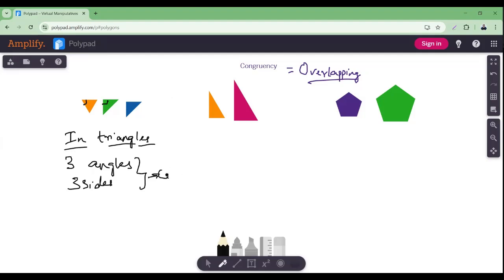Surely they are congruent. Now, what if we don't know all the sides? What if we don't know all the angles? Still, can we do it? Can we find out whether they are congruent? That is what we are going to learn now here. Okay, now let's say two angles are equal. That means this is equal and this is equal, okay? In this triangle, and this triangle's angles will be equal, let's say, okay? Two angles are equal.